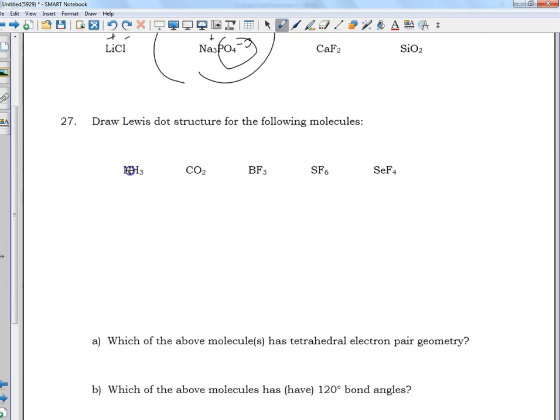More Lewis structures. Ammonia, we have 5 plus 3 is 8. NH3: 2, 4, 6, 8. Carbon, we're going to double bond to both oxygens.